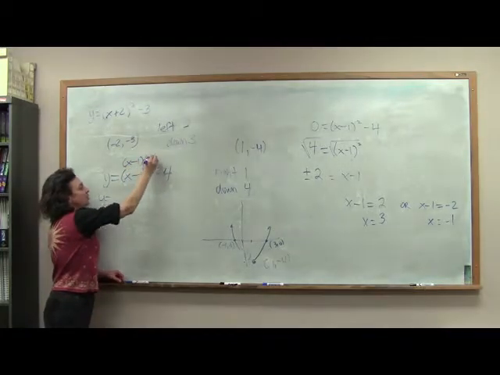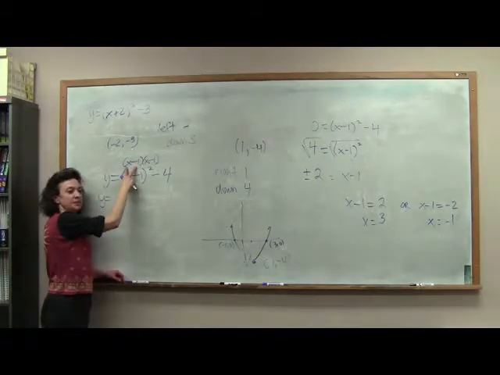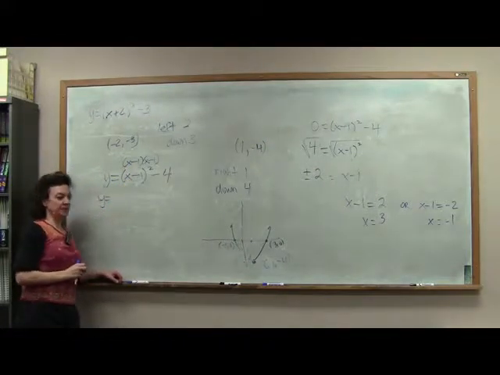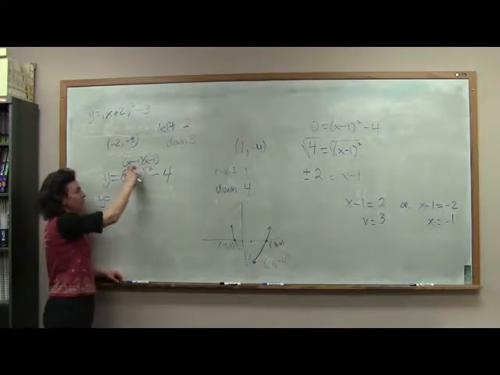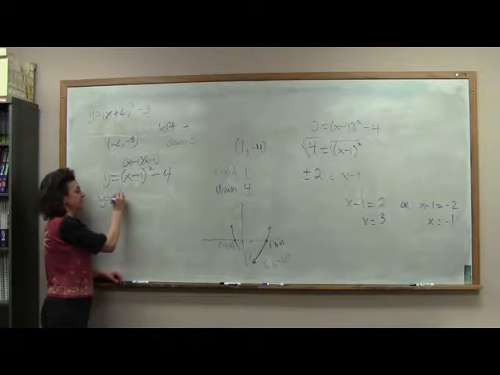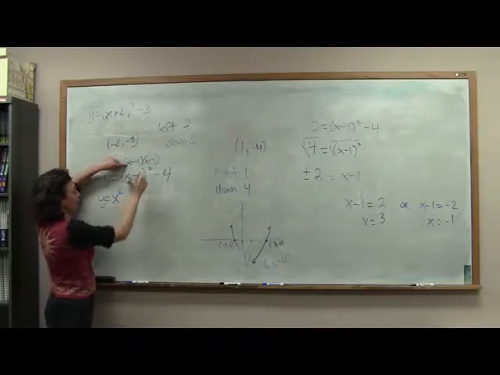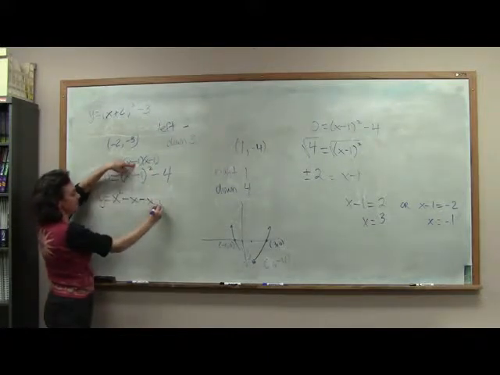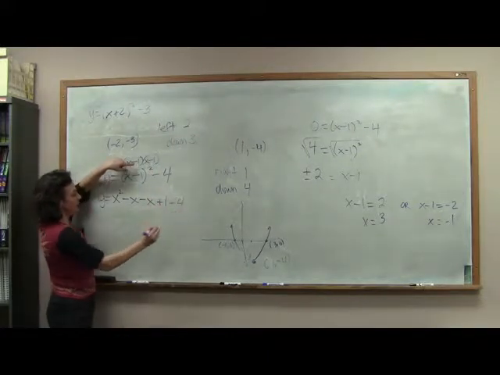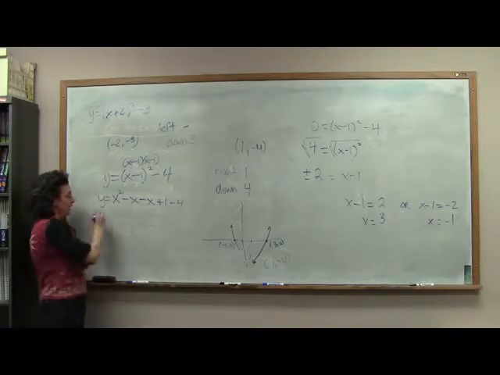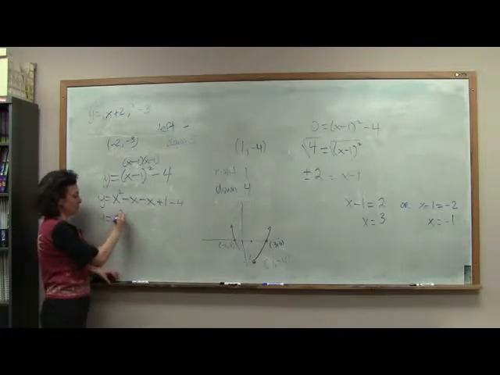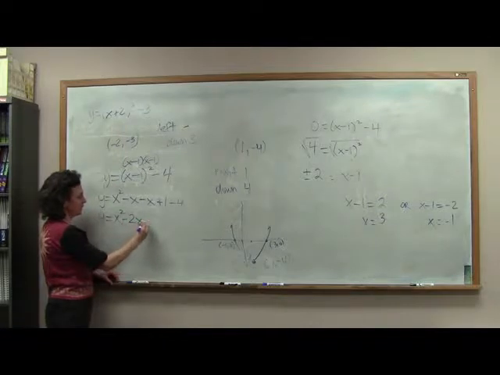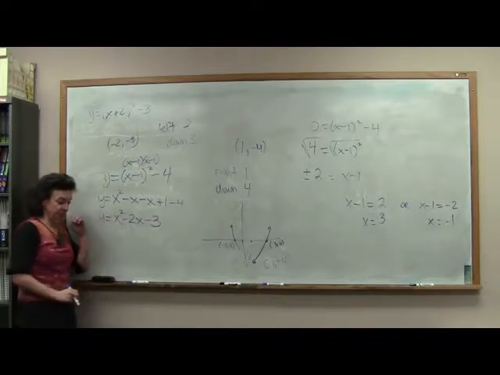Remember, (x minus 1) quantity squared says you're taking x minus 1 and multiplying it by itself. Well, let's FOIL that. X times x is x squared. Outside terms you get minus x. Inside terms you get minus x. Last terms you get plus 1. And then we have a minus 4. If we combine like terms, we get x squared minus 2x minus 3.